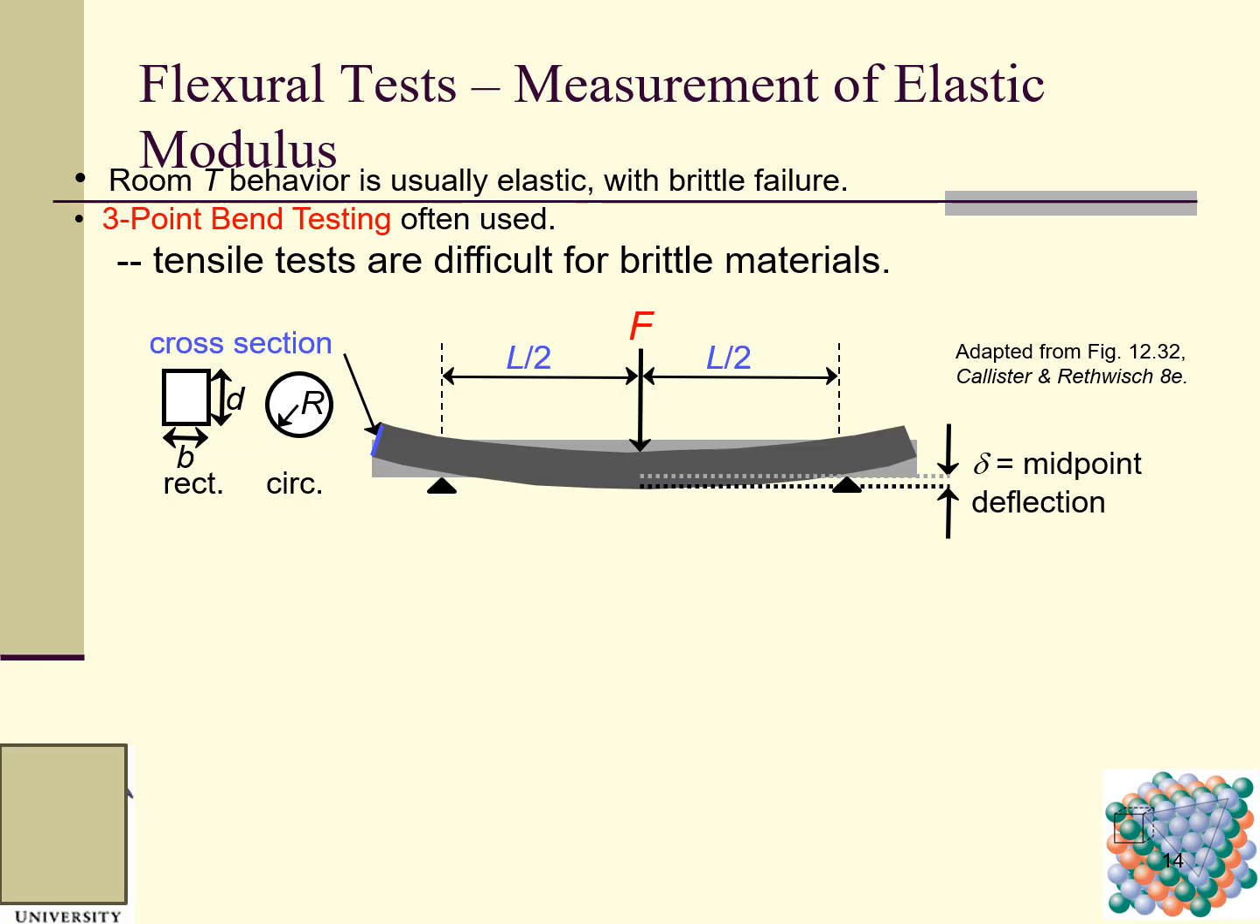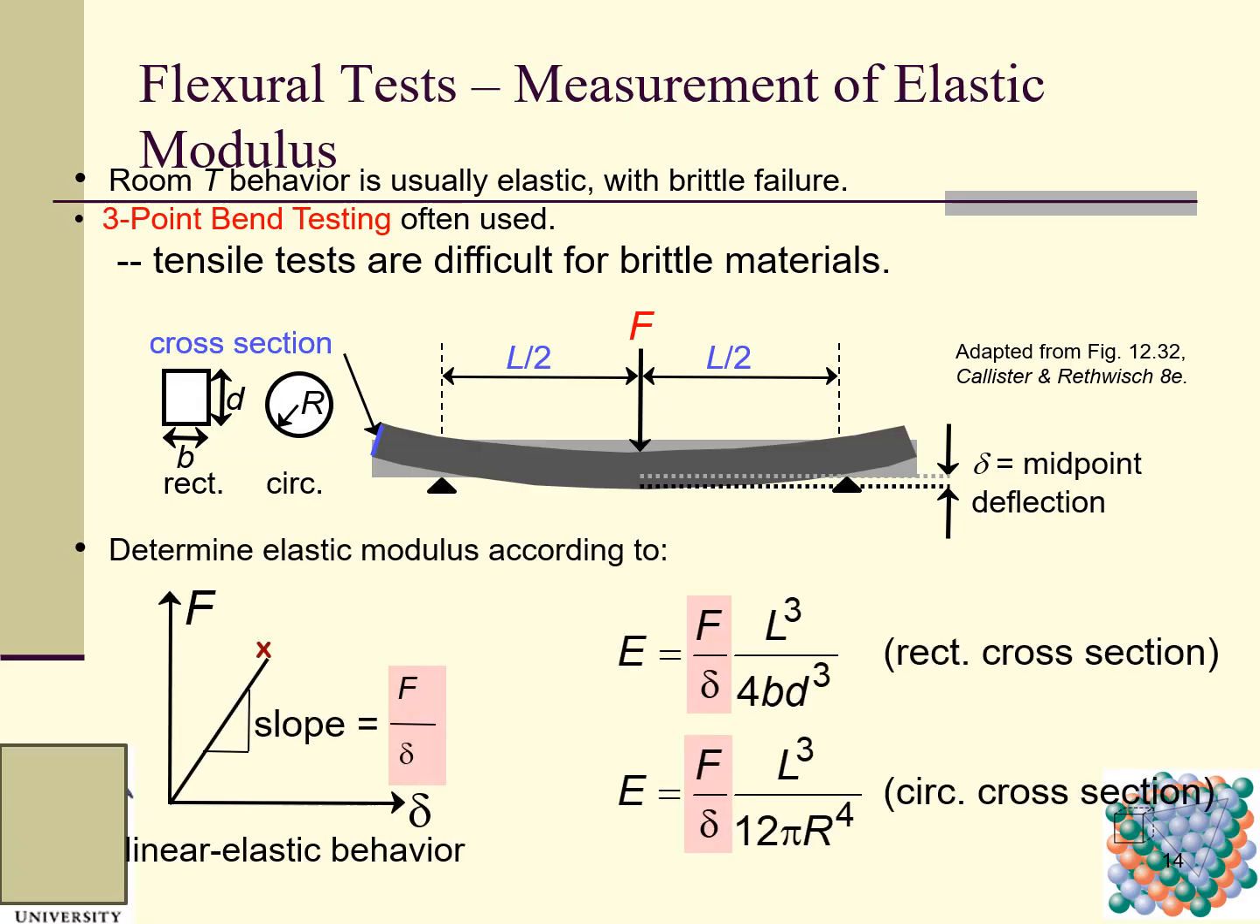This is fractal testing. So here is a sample, here is a supporter, here is a supporter, and we have the external force in the middle. The cross-sectional area can be rectangular or circular, and the deflection is the midpoint deflection. We measure the midpoint deflection as we change F, and we can generate the curve between F and delta.